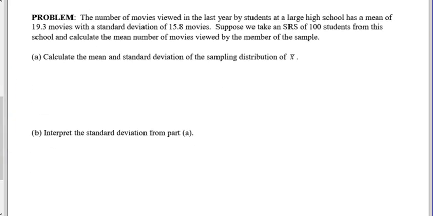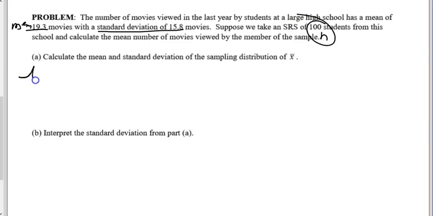All right. Here we go again. The number of movies viewed in the last year by students in Large High School has a mean of 19.3. Mean. Standard deviation of 15.8. Key information. An SRS of 100 students. That's my n right there. We got what we need.